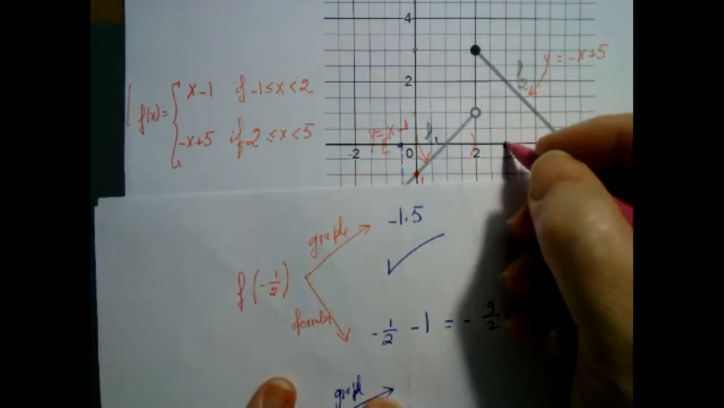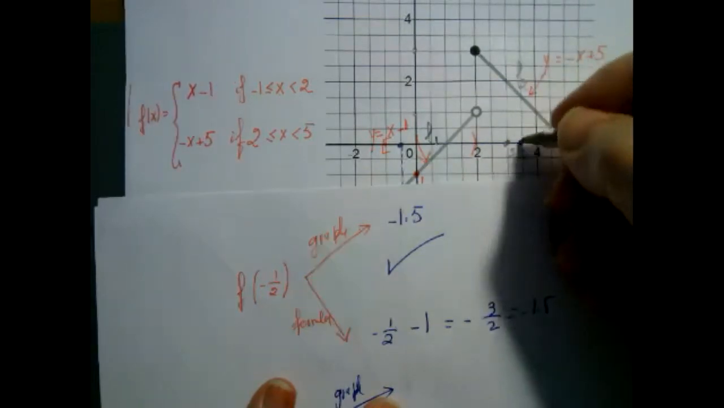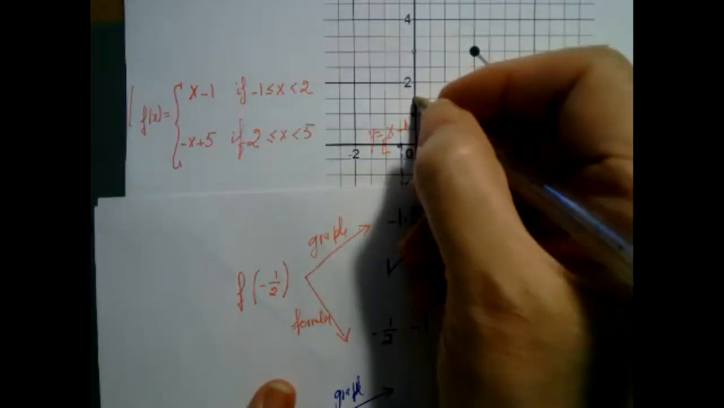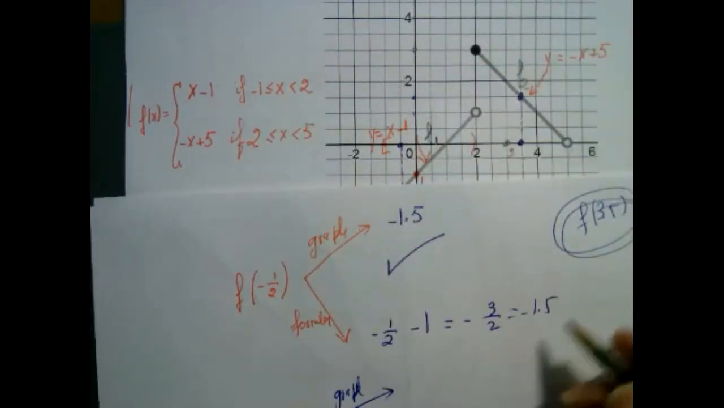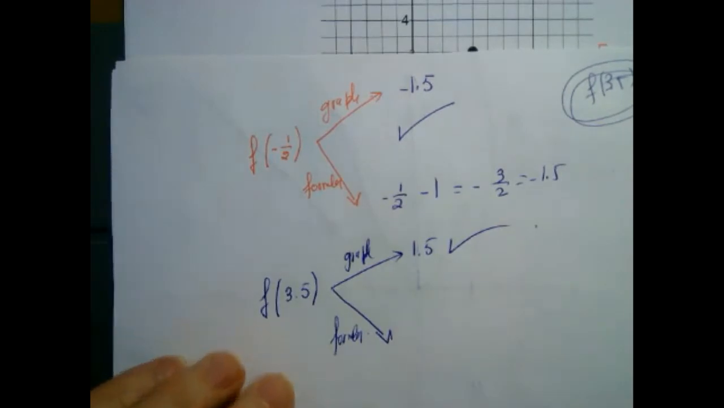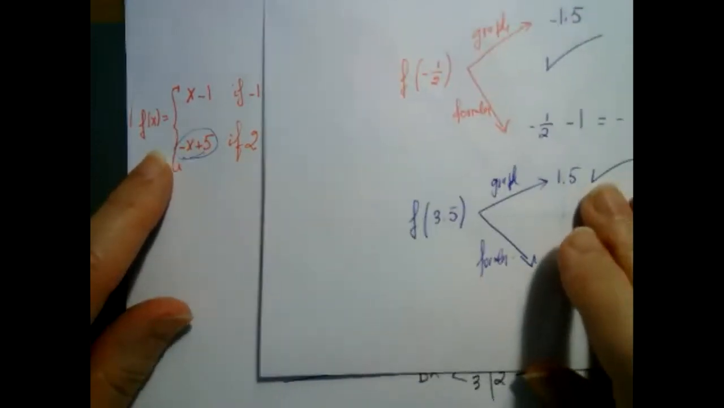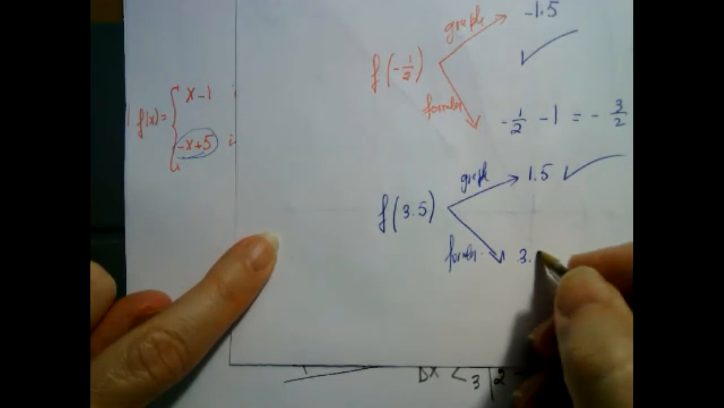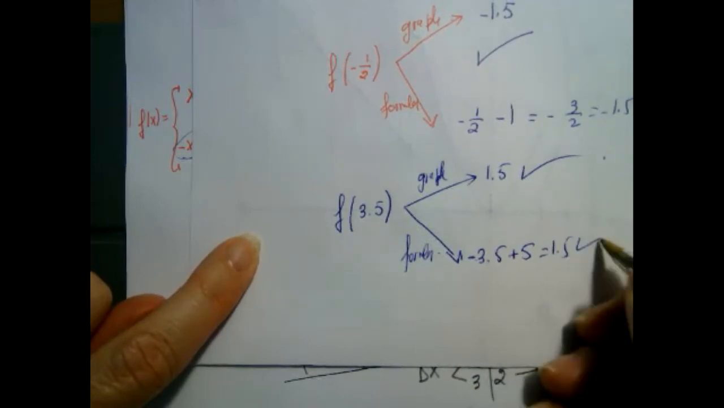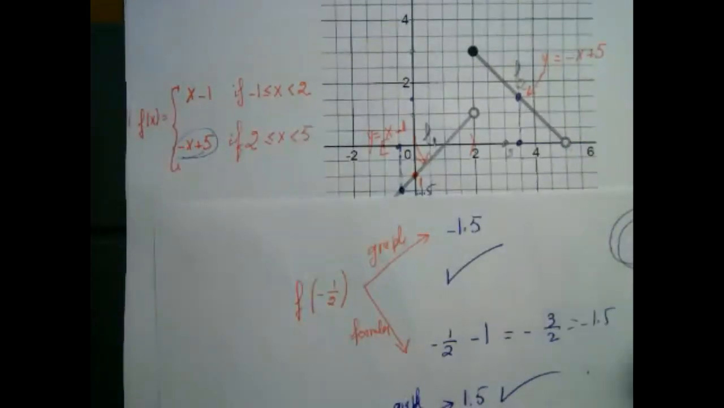So 3.5, this is my 3. This is 4. 3.5 is right in the middle. The output here, according to my graph, is that. And then I go back here, it's right there. So this is 1, so that happens to be 1.5. So the graph is telling me 1.5. Now the formula. 3.5 is between 2 and 5, so that's the rule assigned to it. So the rule is -3.5 plus 5. If you compute that, you get 1.5. So at least for those two values, the graph and the formula represent the same function.